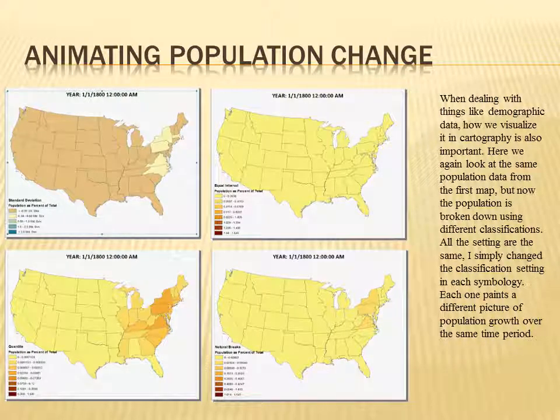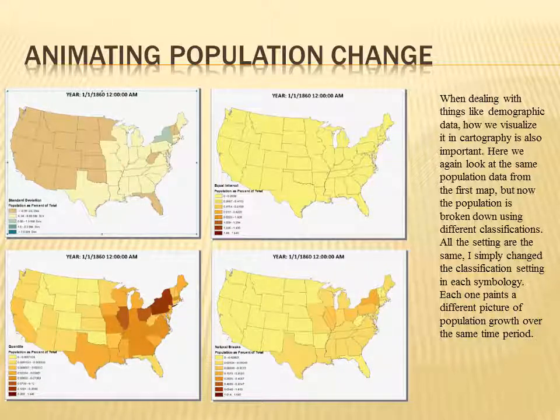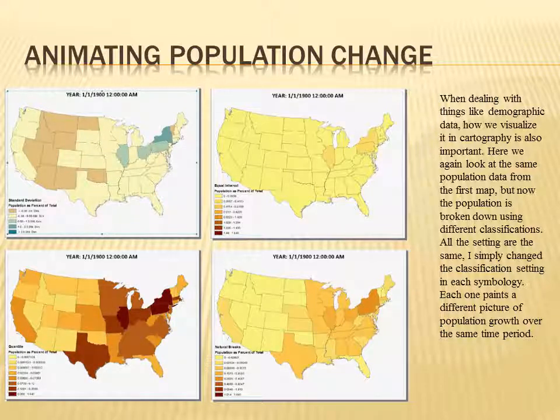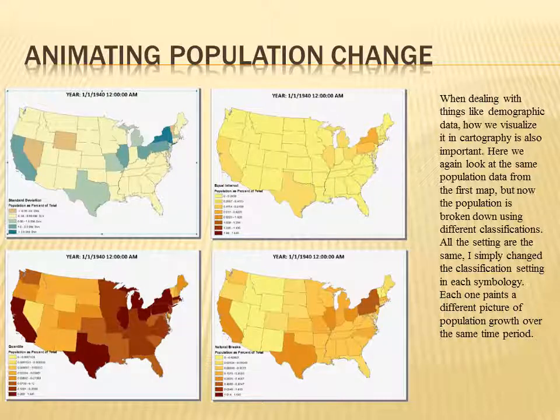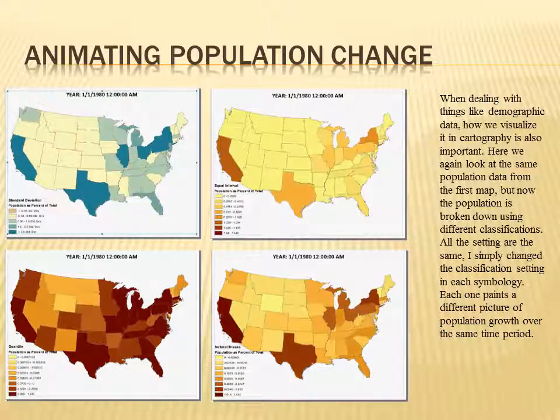When dealing with things like demographic data, how we visualize it in cartography is also important. Here we again look at the same population data from the first map, but now the population is broken down using different classifications. All the settings are the same. I simply change the classification setting in each symbology. Each one paints a different picture of population growth over the same time period.